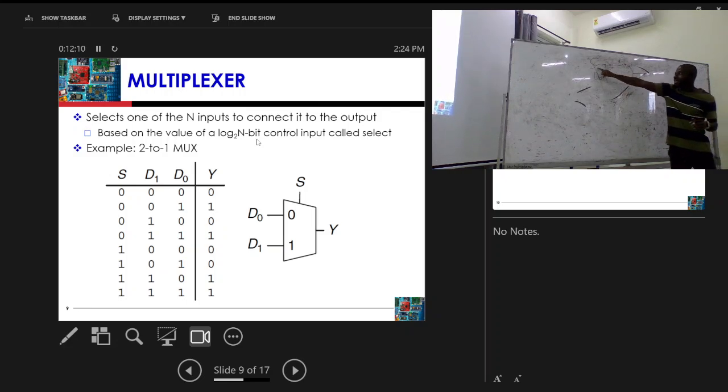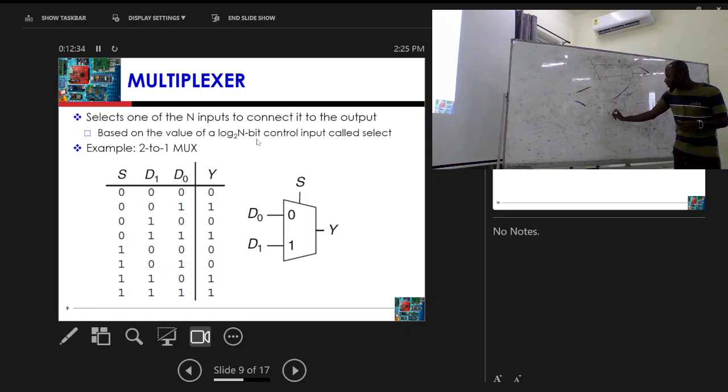So if S is 0, this 0 gets inverted, it becomes 1. The output of the AND gate depends on this D0. So if this D0 is 1, it becomes 1. If this D0 is 0, it becomes 0. So we say that the output is this D0. Right? That is just for D0. Now, we can use another AND gate again.